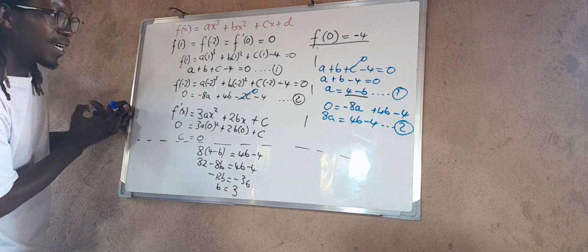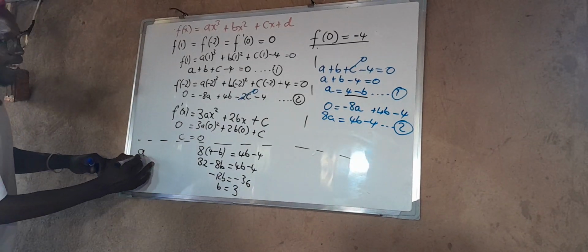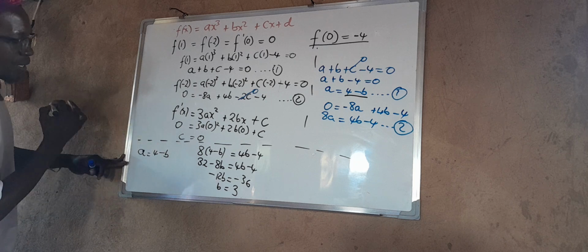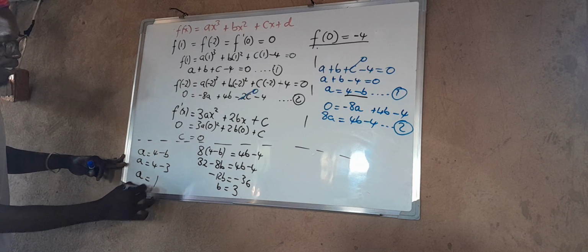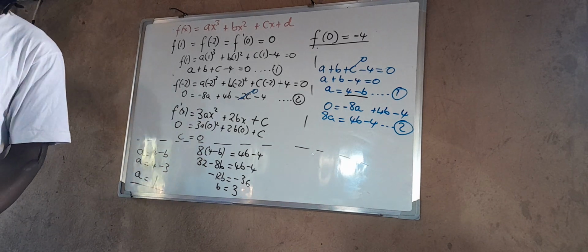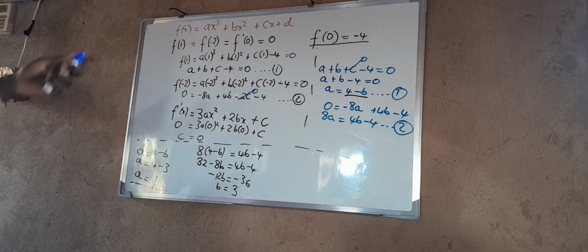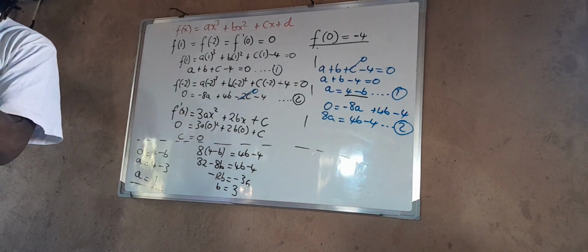So our b becomes 3, and now we have the value of b. What about the value of a? We know that a is equal to 4 minus b. So our a becomes 4 minus 3, which means a is equal to 1. We found all the values. Normally they don't just give you straightforward like this. They give you piece by piece by piece.